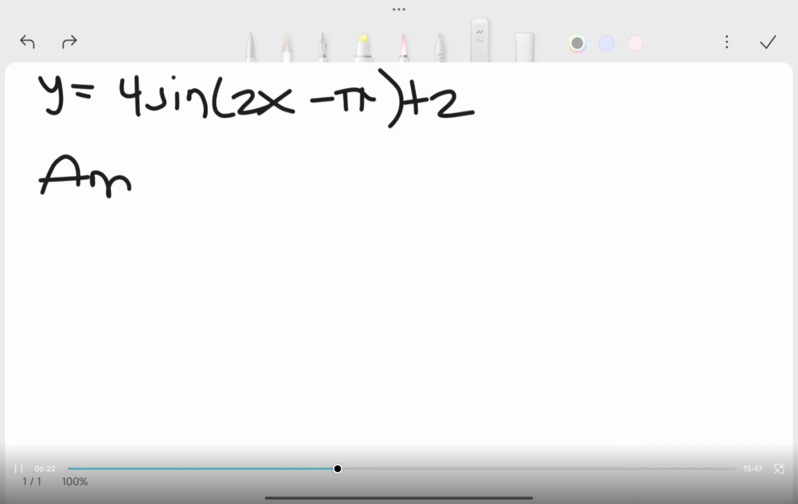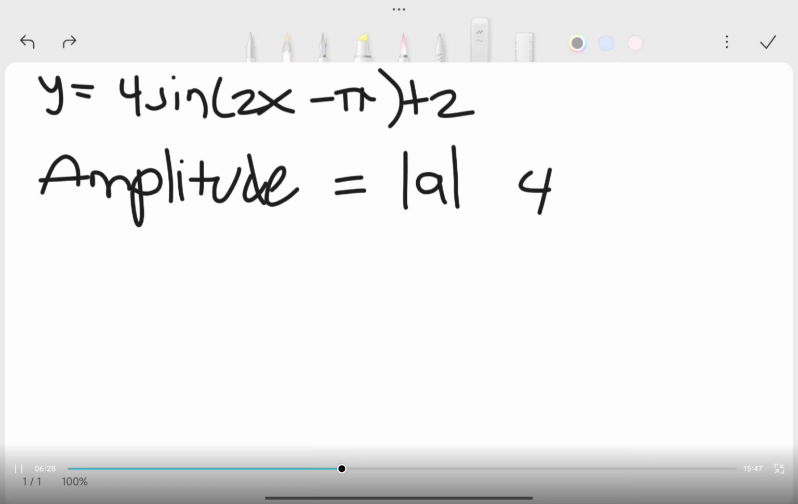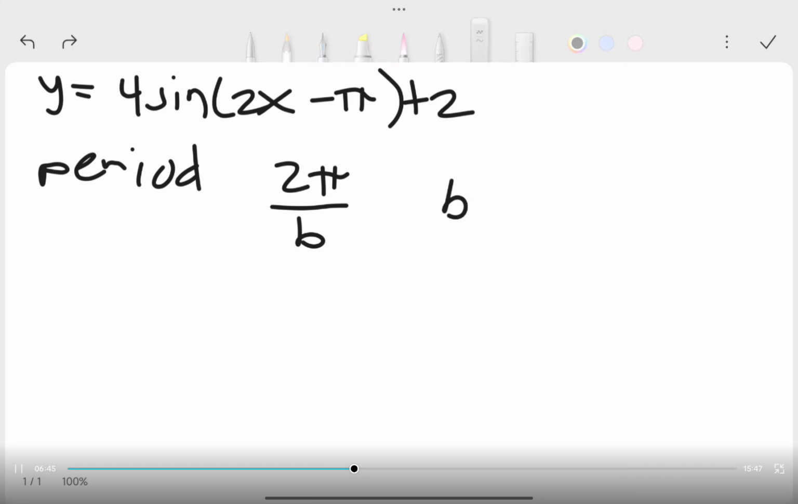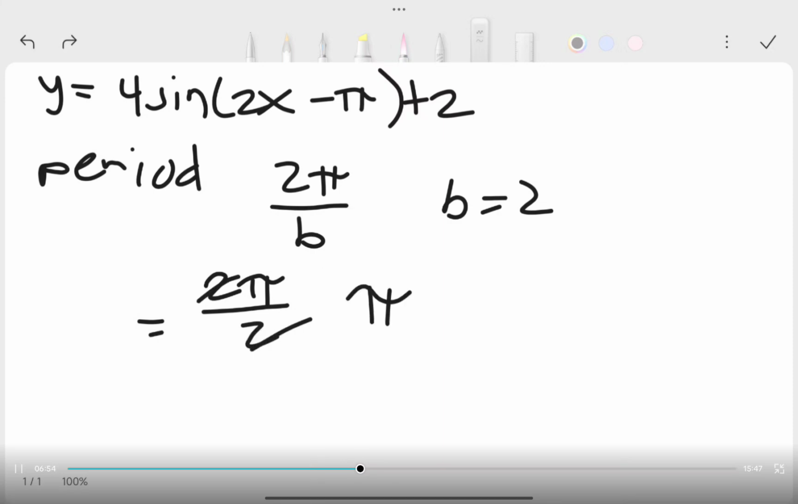So now our amplitude is the A, which is the 4. So the graph goes 4 units above and 4 units below the midline. So next is the period. Our formula for period is 2 pi over b, and our b is equal to 2. So 2 pi over 2 is equal to pi. So the period is pi, so 1 full sine wave completes in pi units on the x-axis.